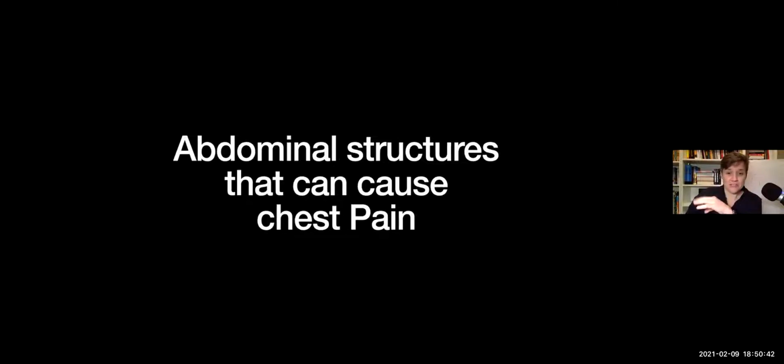The abdomen and the chest are neighbors. So anytime somebody has abdominal pain, we've got to think about the chest, and anytime somebody has chest pain, we've got to think about the belly. They're only separated by one muscular diaphragm. Depending on where people are in their breathing cycle, particularly with trauma or penetrating trauma, you really should think of both.